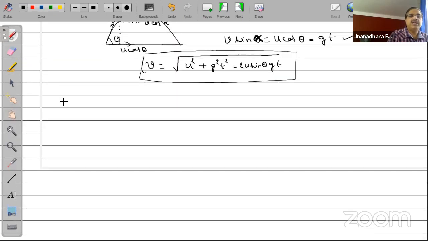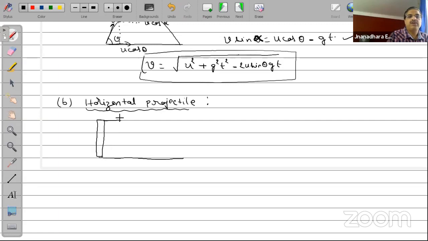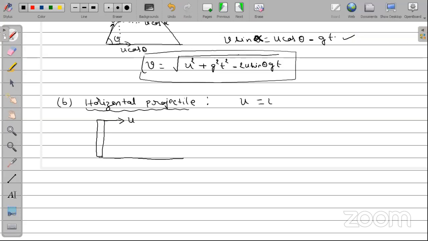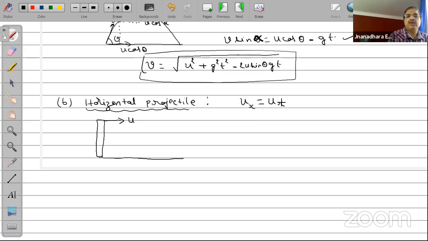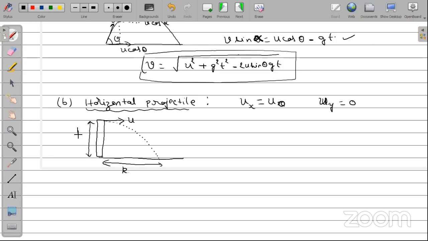What is the second kind of projectile that we all know about? This is called horizontal projectile. Now, horizontal projectile is something where you launch it from a height, from a tower or something, with a horizontal velocity. So initial velocity ux is equal to u naught, and uy will be 0 in this case. It's going to come here like this, and then fall to the ground because of gravity, and this will be your range. The height from which the body is thrown, let's take it as h.